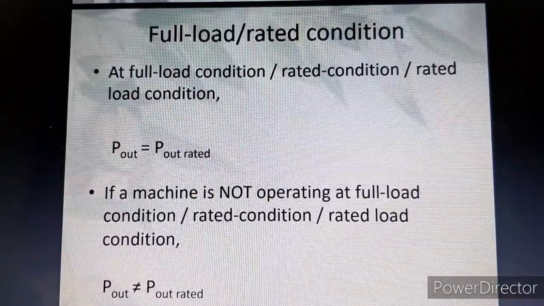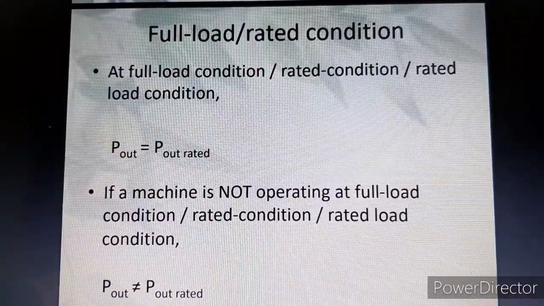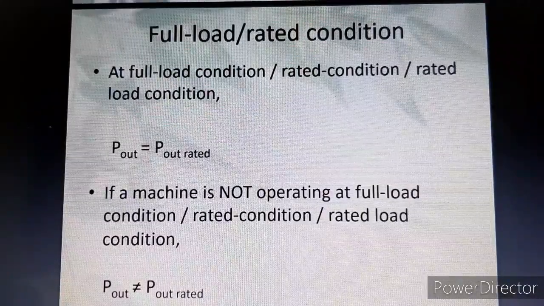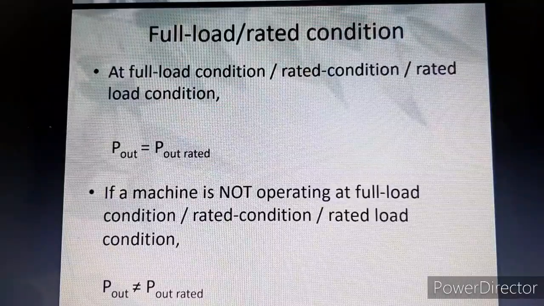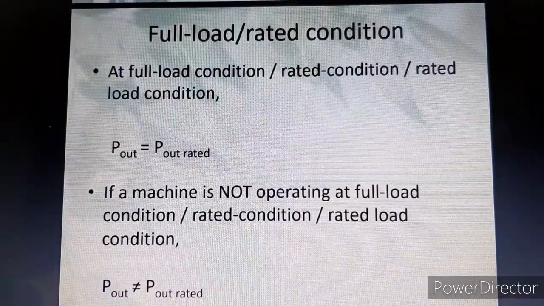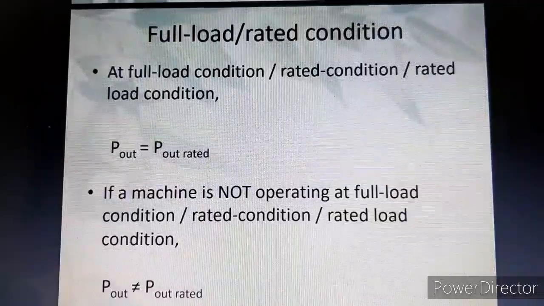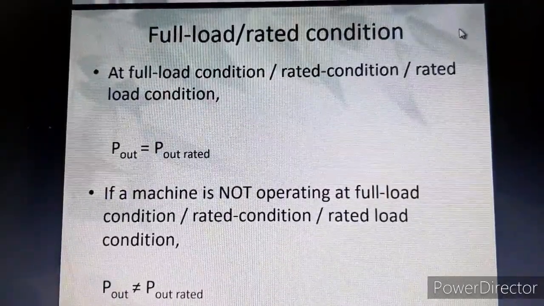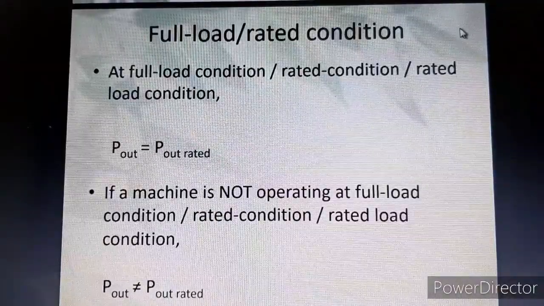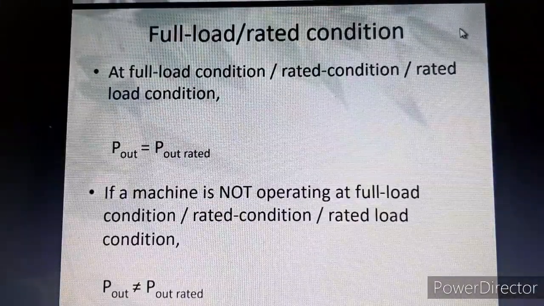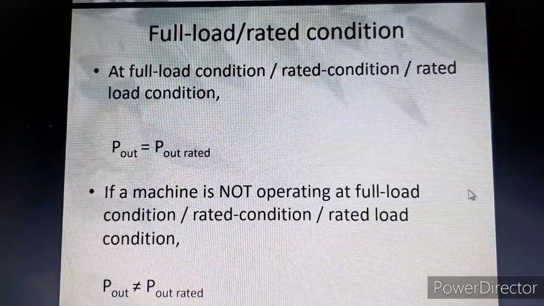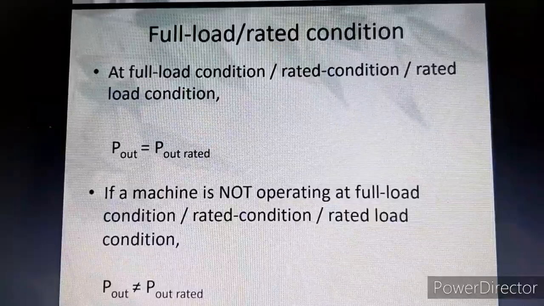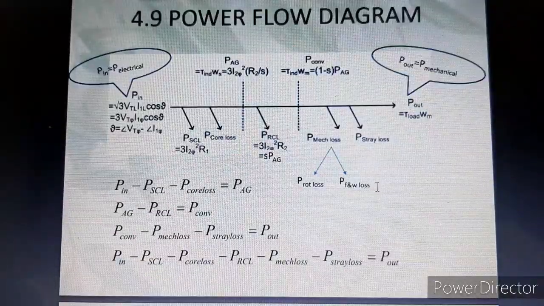If a machine is not stated as operating at full load or rated load condition, we cannot simply assume that P out is equal to P out rated. In other words, we have to find the P out used during that condition, because it's not the same as the P out rated.